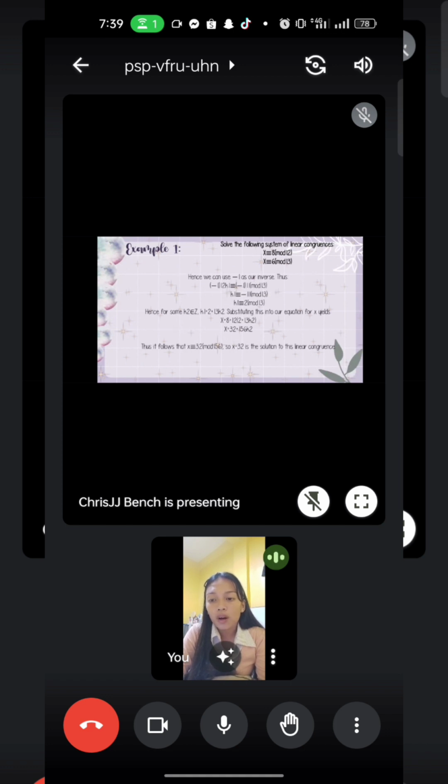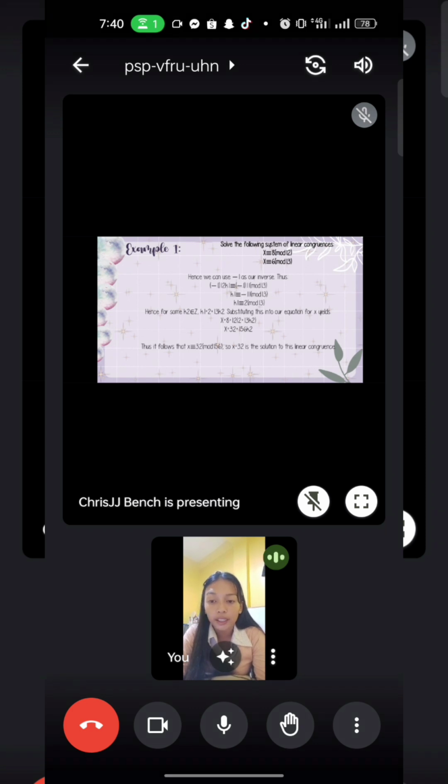Thus, negative 1 times 12k1 is congruent to negative 1 times 11 mod 13. So k1 is congruent to negative 11 mod 13. So k1 is congruent to 2 mod 13. So hence, for some k2 belonging to Z, k1 is equal to 2 plus 13k2.